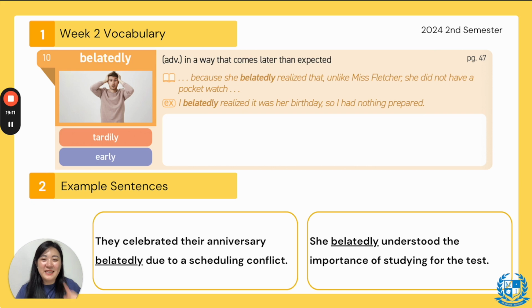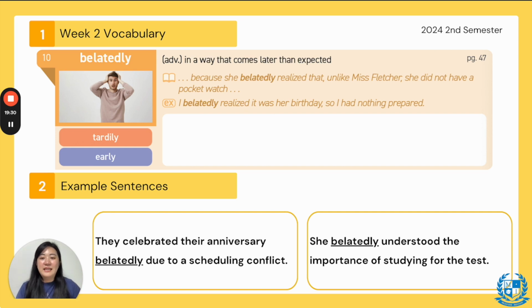Example, let's read together. I belatedly realized it was her birthday, so I had nothing prepared. Oh. You're like, uh-oh. Oops. It was her birthday yesterday. But you belatedly figured it out after the fact.